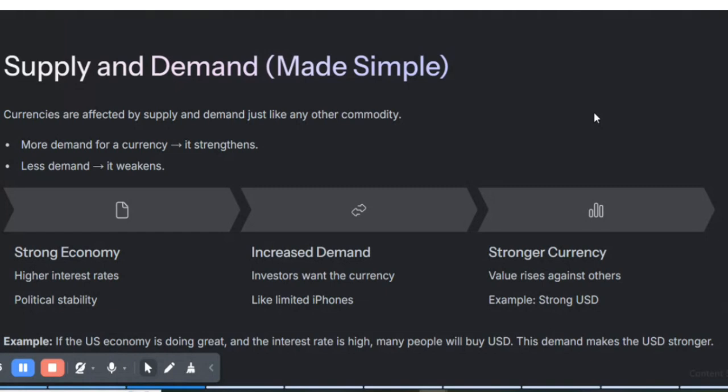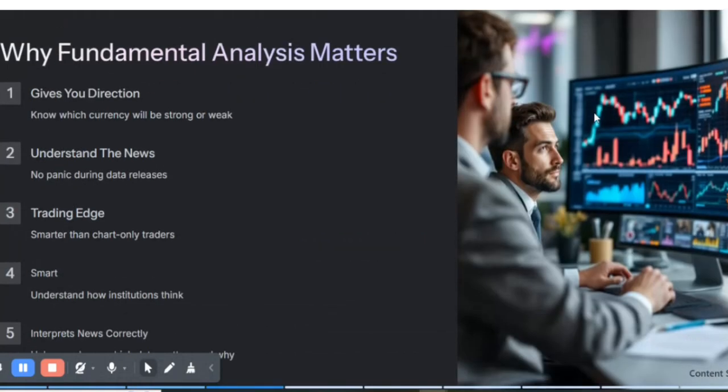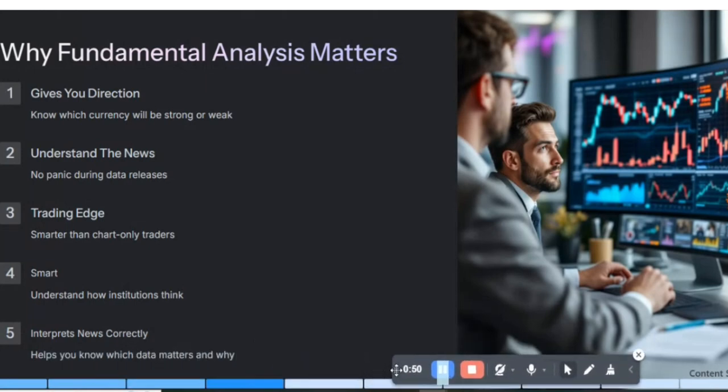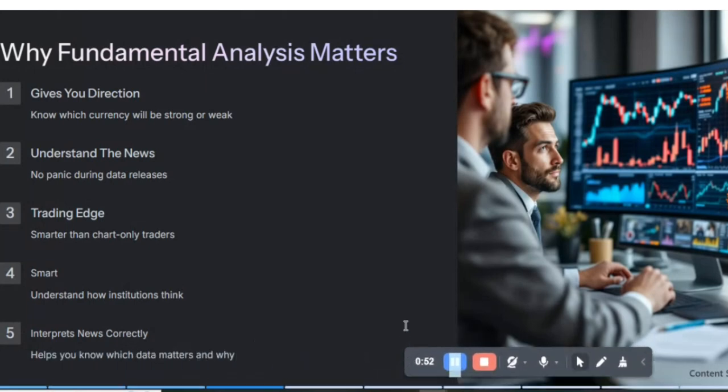USD, and this will make the demand for USD to be high. And when the demand is high, it makes USD strong, right? So why does fundamental analysis matter? Let's talk about a few reasons why fundamental analysis matters here. First, it gives you direction. You get to know which currency will be strong or weak with fundamental analysis, right? So that is pretty much the first reason right here.